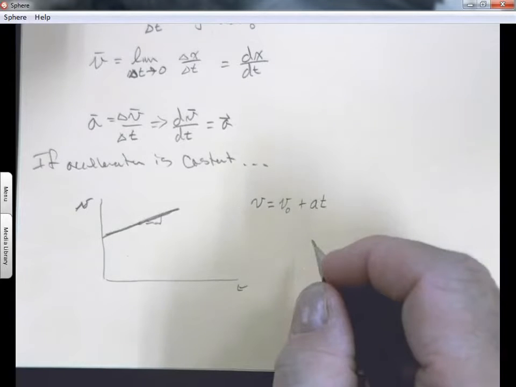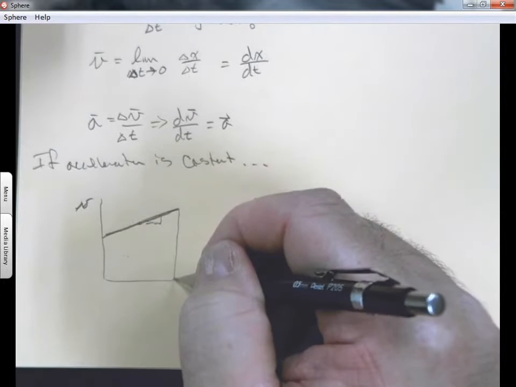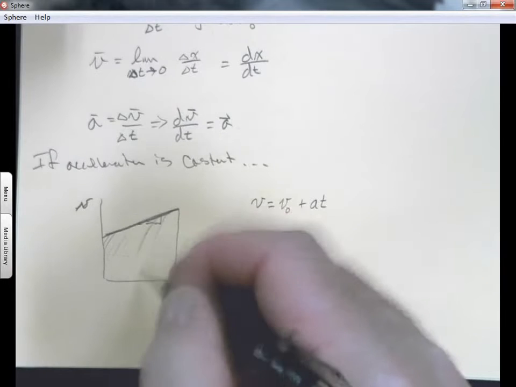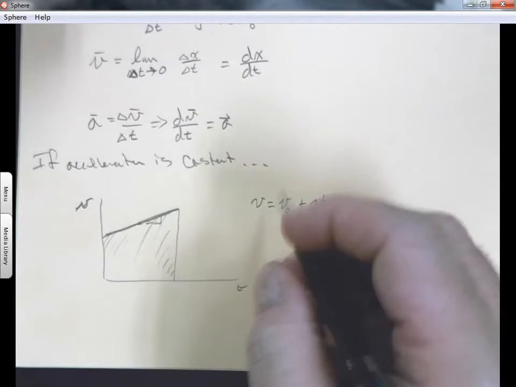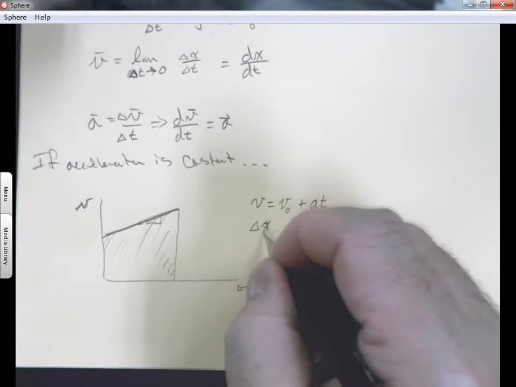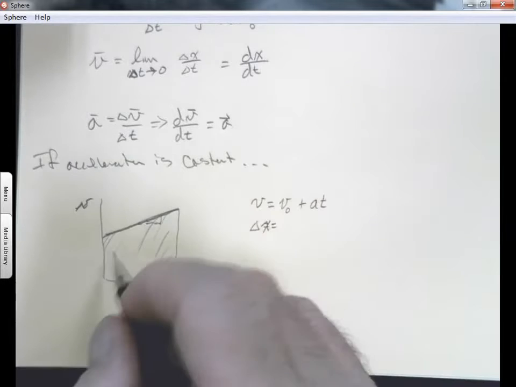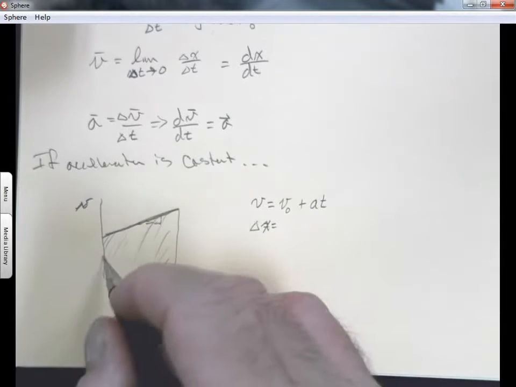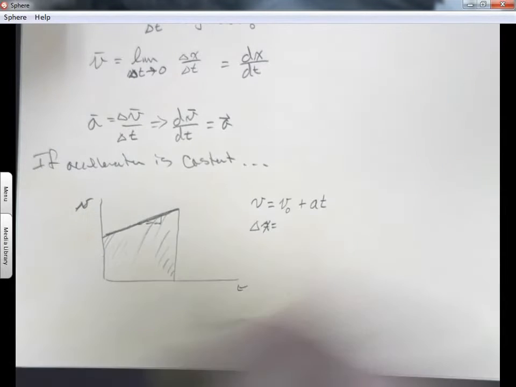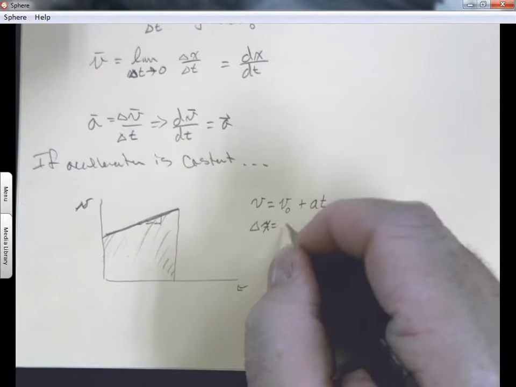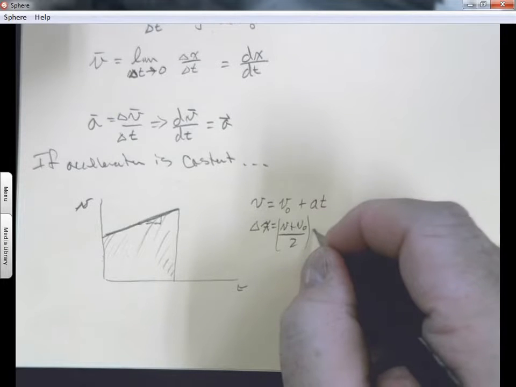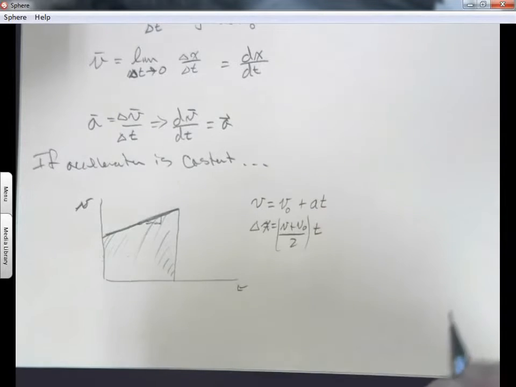Then we know from there that this is a trapezoid, and the area underneath this trapezoid is going to give us our displacement. So delta x is going to equal the area of the trapezoid, which is the average of the two bases times the height, which in this case is t.